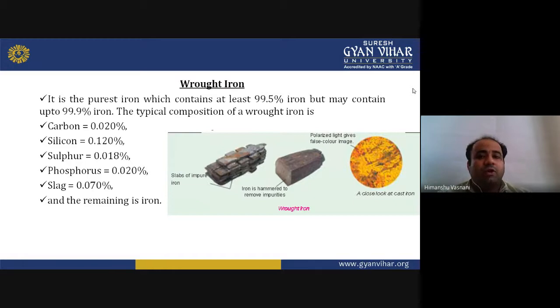The remaining is iron. So you can see the presence of other elements is very low when compared with the other available cast irons like white cast iron or grey cast iron. The wrought iron has a very low percentage of other elements, and it has iron up to 99.5% to 99.9%. So it is one of the purest forms of iron available, that is called wrought iron. You can look at the diagram also to see how the wrought iron looks. So let's go to the next slide.